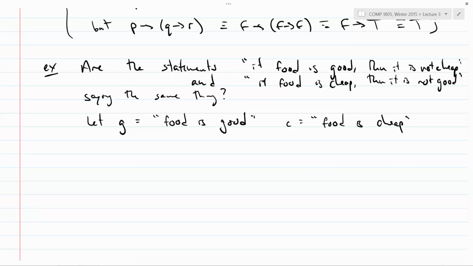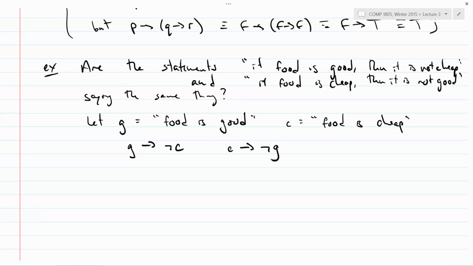Okay. Once we've done that, how do we translate the first statement? If food is good, then it is not cheap. Yep. So G implies not C. And the other one? C implies not G. Those are the two statements.